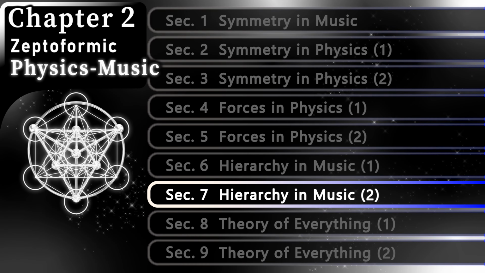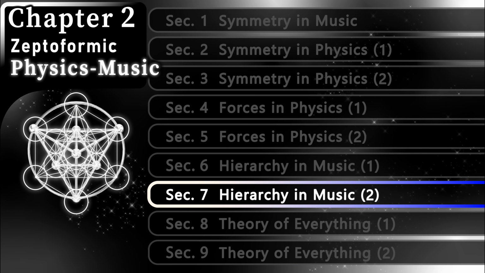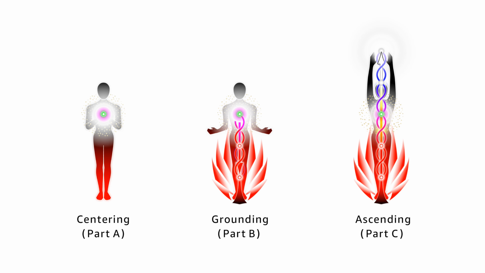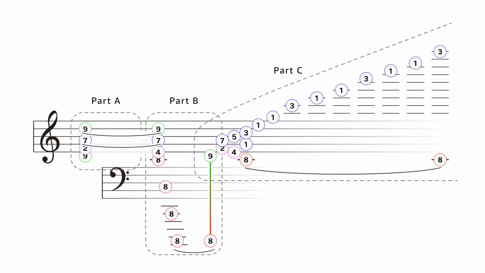Chapter 2, Section 7, Hierarchy in Music, Part 2. In this figure, we can see the process of centering, grounding, and ascending. These processes can be represented by musical notes. Part A represents the centering process, Part B represents the grounding process, and Part C represents the ascending process.